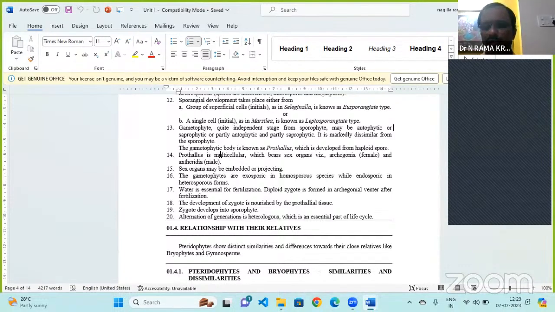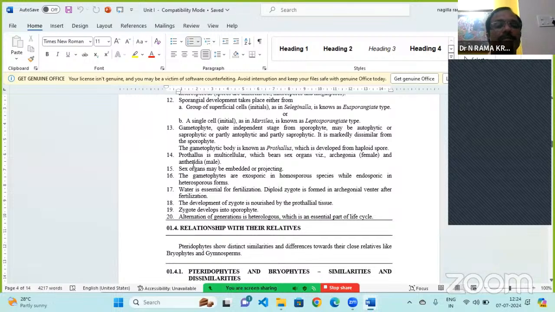Almost all the structures are similar. That's why this group is a little bit advanced. In exosporic gametophytes the sex organs are monoecious, and in endosporic gametophytes they are dioecious. Next, you see here one is the antheridia and the second is the archegonia. The sex organs are embedded or projecting.